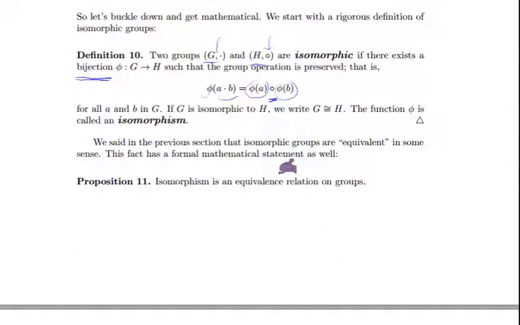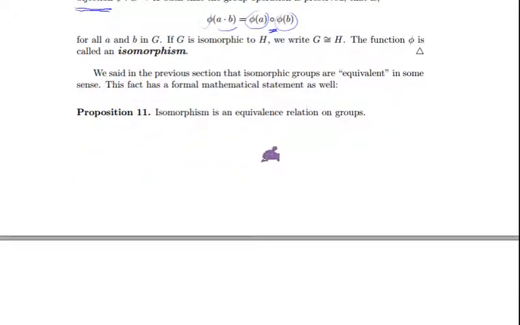Various facts about isomorphism will bring into play some of the concepts that we've seen. Isomorphism is an equivalence relation. Okay, so remember that two groups are isomorphic. So a group is isomorphic to itself. That's the reflexive property. If one group is isomorphic to another, then the second group is isomorphic to the first.